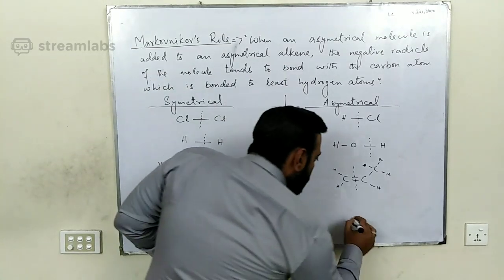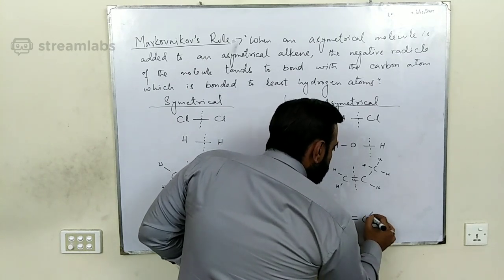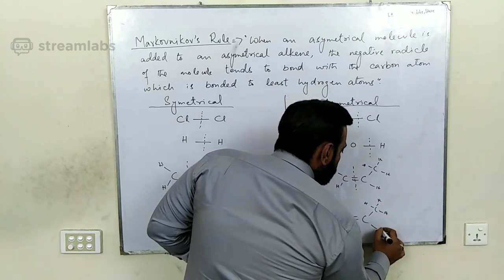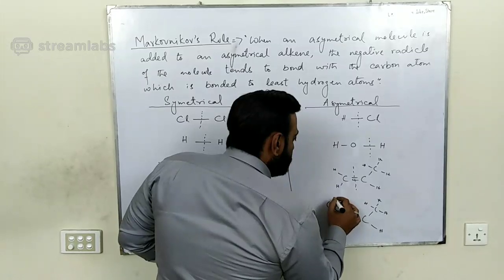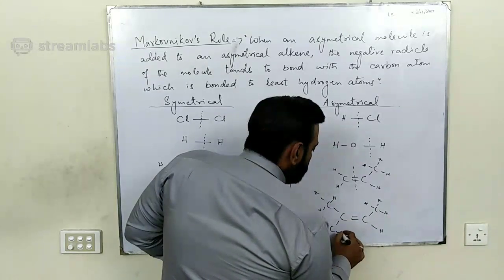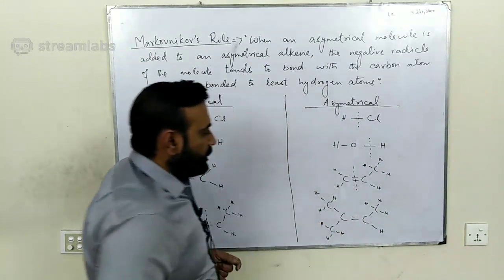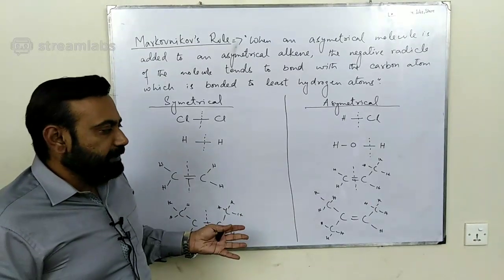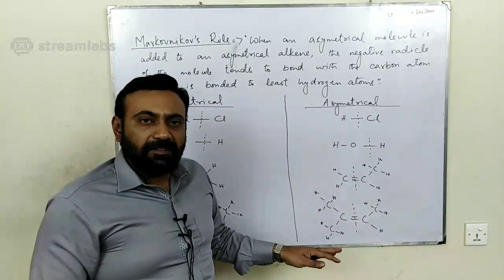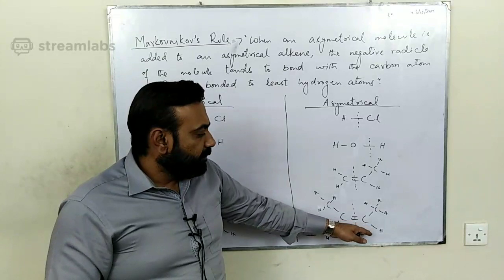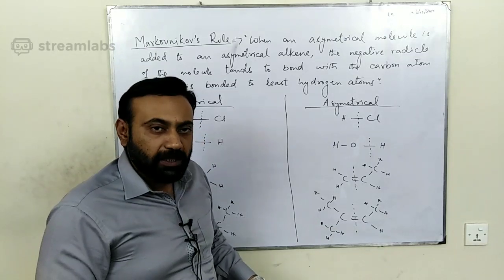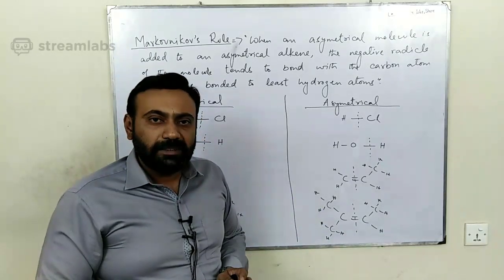Let us take another example. This is 2-methyl-butene. Now again, if you break this double bond, both of the sides have different number of carbon and hydrogen atoms. The right side has 2 carbon atoms and 4 hydrogen atoms, whereas the left side has 3 carbon atoms and 6 hydrogen atoms. So this alkene too is asymmetrical.